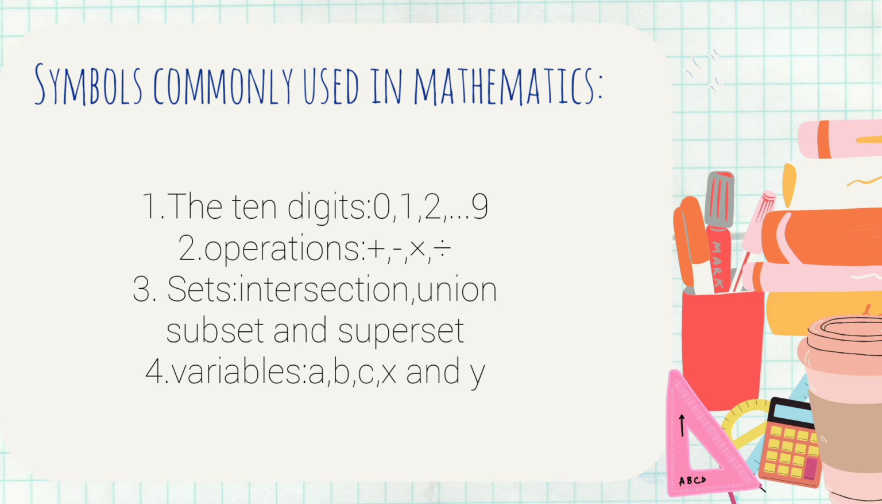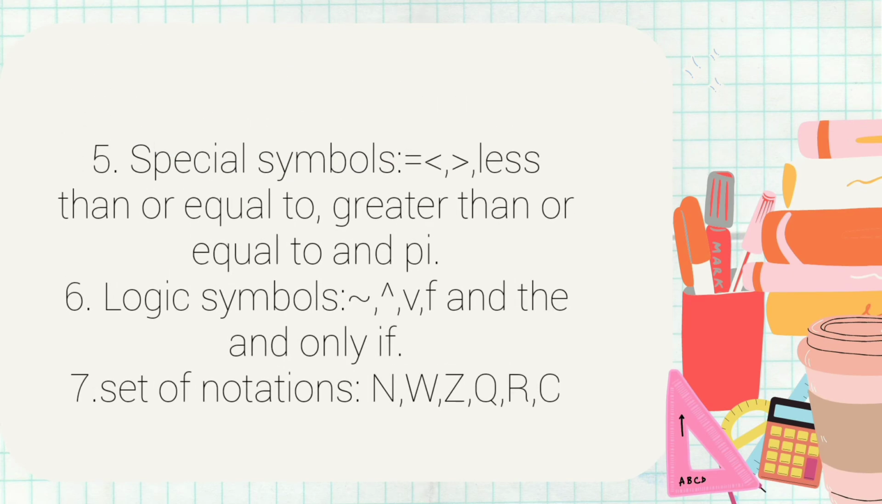In variables, we can represent any letter, but the most common letters that we use are A, B, C, X, and Y. And there are special symbols like equal, less than, greater than, less than or equal to, greater than or equal to, pi, and many more. Logic symbols are represented as not, disjunction, conjunction, and if and then, if and only if.